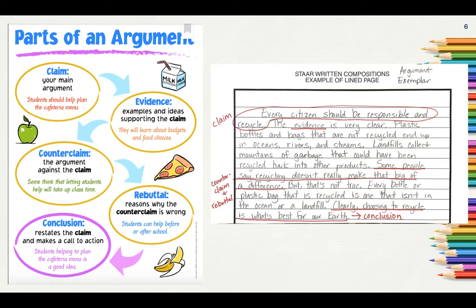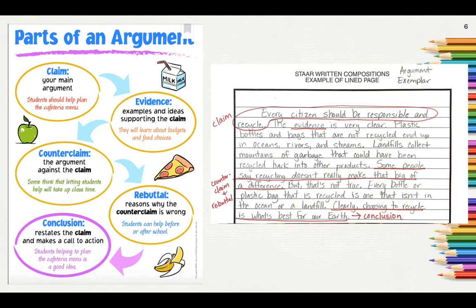And then you would have a conclusion. Conclusions restate the claim and make a call to action. This is where you're going to make that call to your reader to ask them to take up the torch and follow in your footsteps and feel a certain way about your argument and want to do these things.